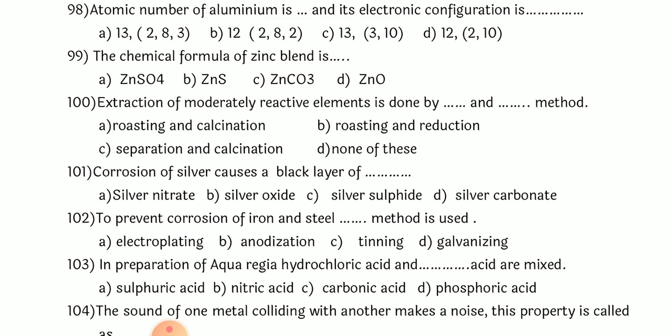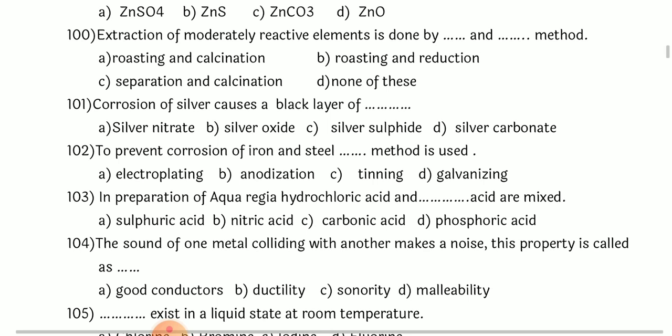Extraction of moderately reactive element is done by dash and dash method. It is roasting and calcination. Easy. Option A. Corrosion of silver causes a black layer on it. What is this black layer? Silver reacts with hydrogen sulfide to form silver sulfide. So the black layer is of silver sulfide. So option is C.